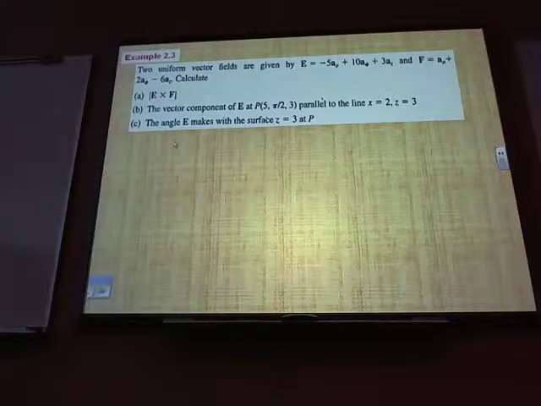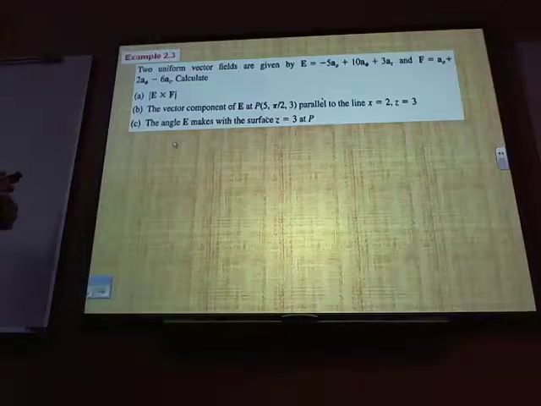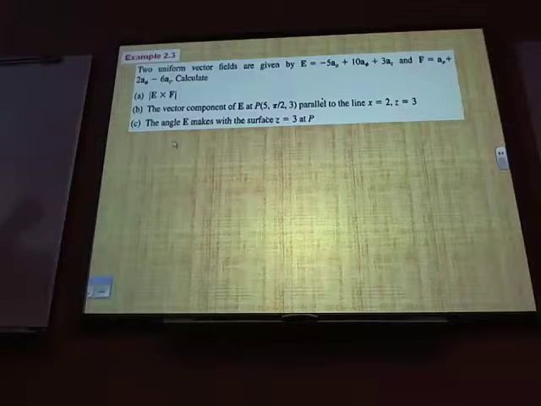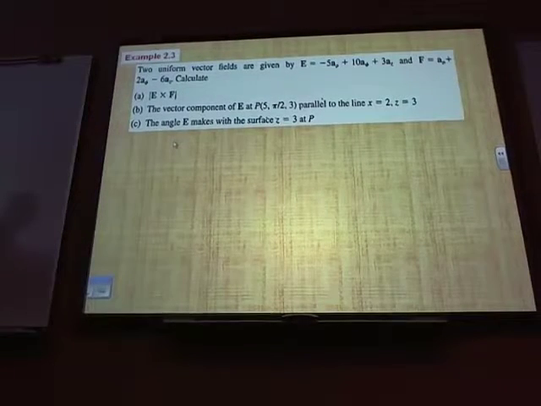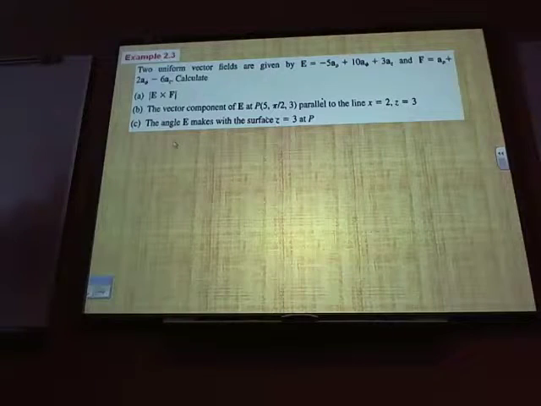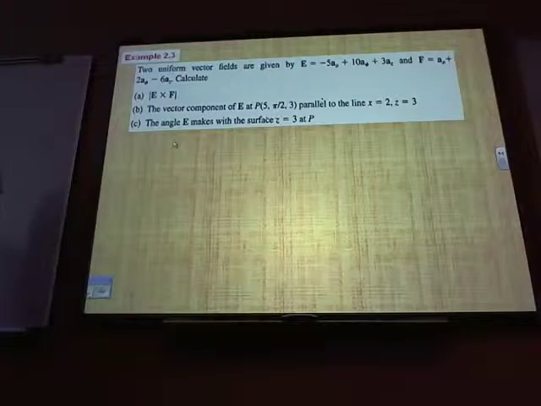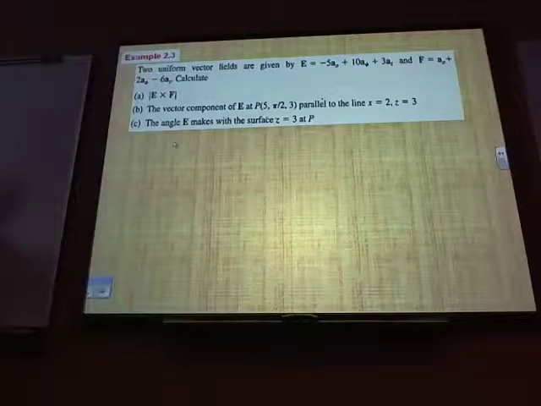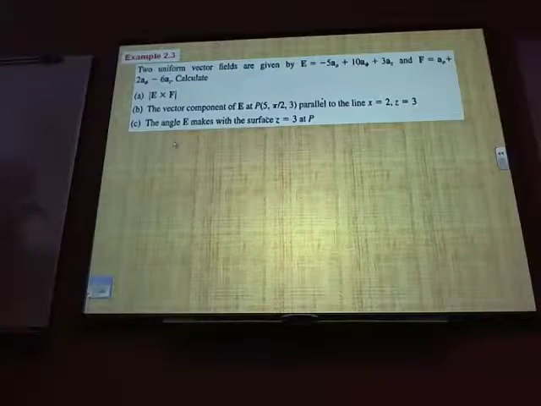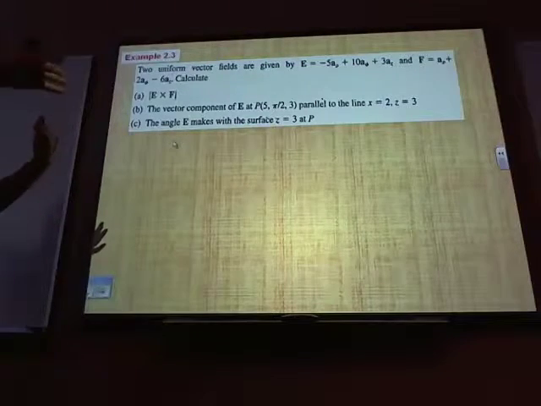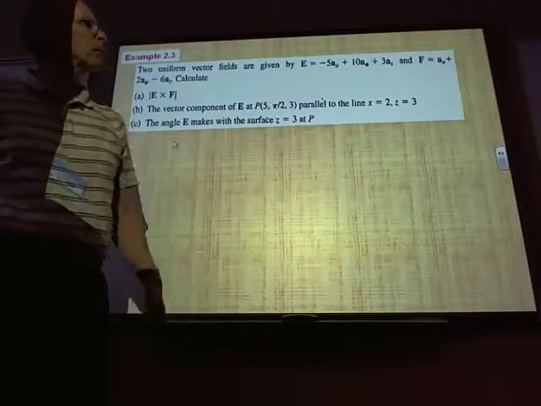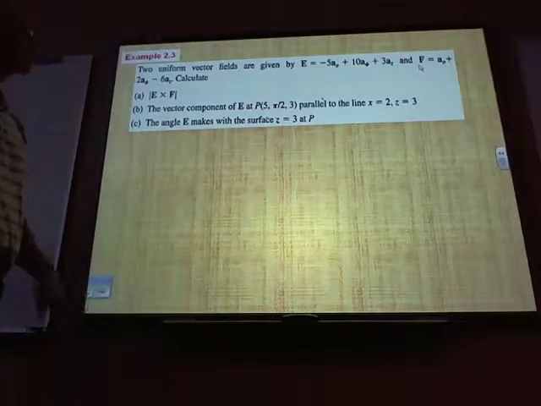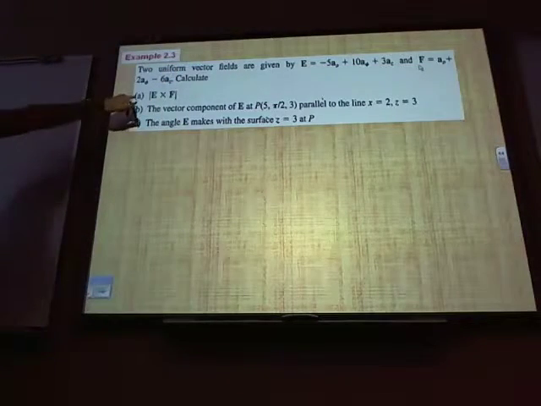So these are things we're going to think about a little bit. The first one's not hard. We've got two uniform vector fields. One is this E vector here: -5 a sub rho plus 10 a sub phi plus 3 a sub z. What this may be is an electric field. That electric field may be created by something going in that direction, and we've got a transmitter, or a receiver, or an amplifier sitting over there, and we're picking up this electric field. We have currents flowing in our device creating this field, and we want to know how the two interact.